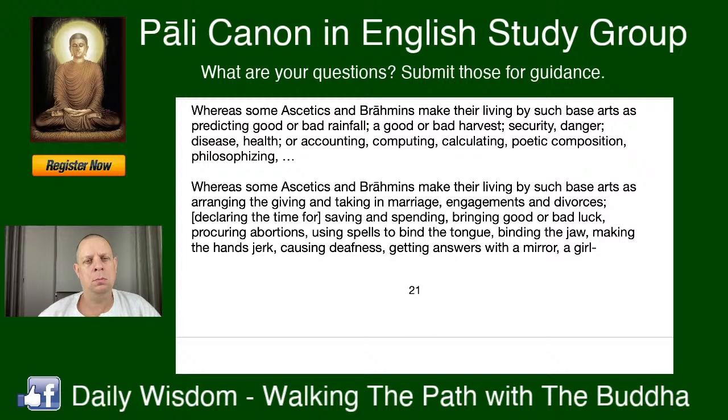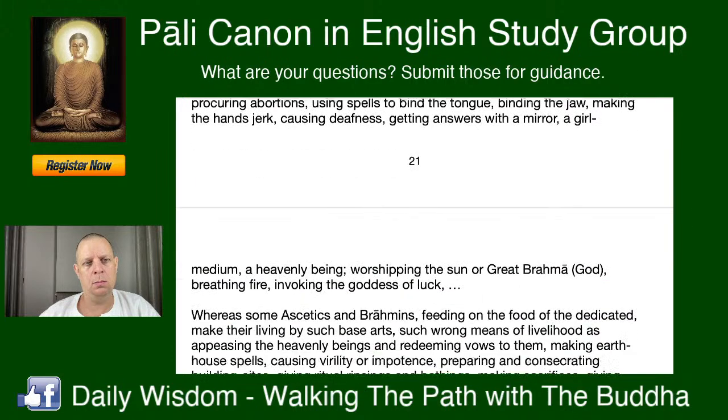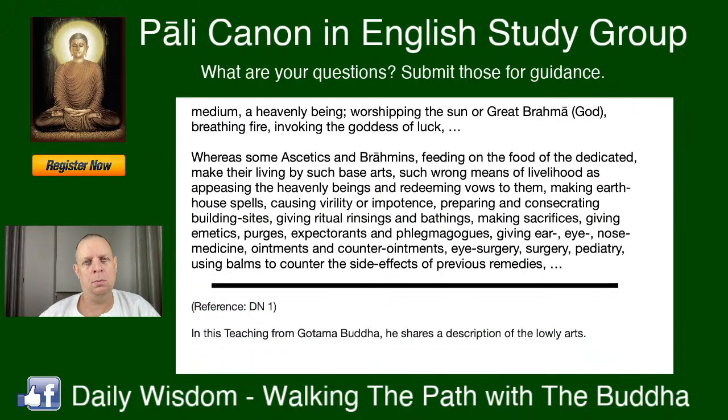Whereas some ascetics and Brahmins make their living by such base arts as arranging the giving and taking in marriage, engagements and divorces, declaring the time for saving and spending, bringing good or bad luck, procuring abortions, using spells to bind the tongue, binding the jaw, making the hands jerk, causing deafness, getting answers with a mirror, a girl medium, a heavenly being, worshipping the sun or great Brahma, breathing fire, invoking the goddess of luck.